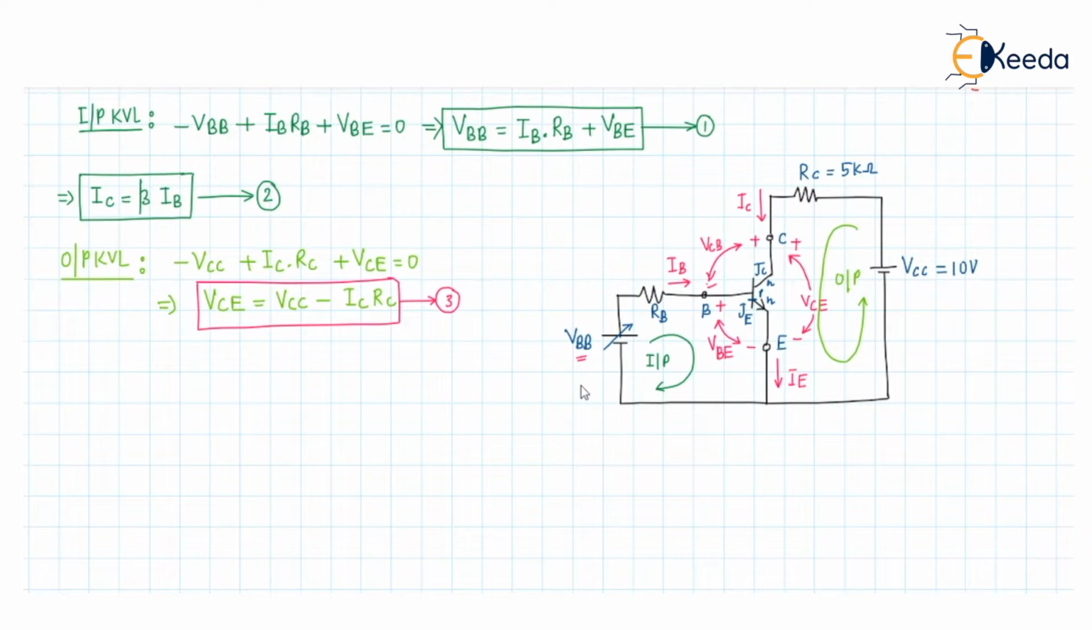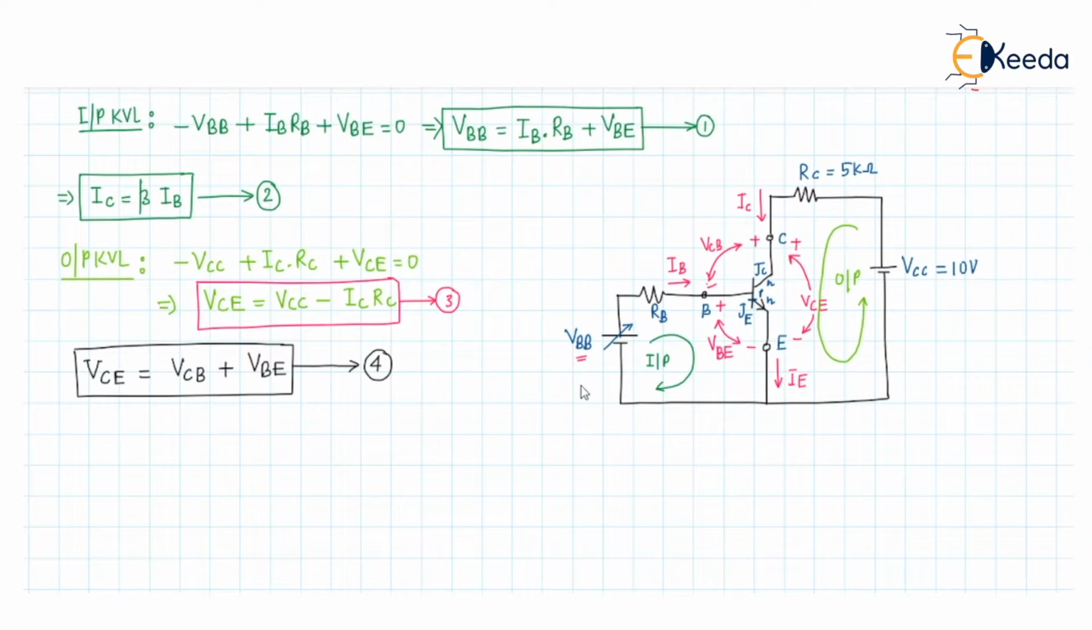In the fourth way, we can say that if we find the voltages around the transistor, then it can be written that the collector to emitter voltage will be equal to the collector to base voltage plus the base to emitter voltage. So this is another equation. These are the voltages across the transistor terminals. So let us denote this equation as the fourth equation.